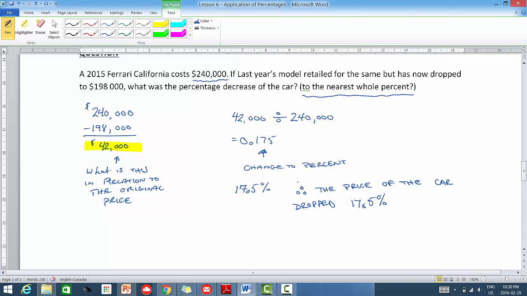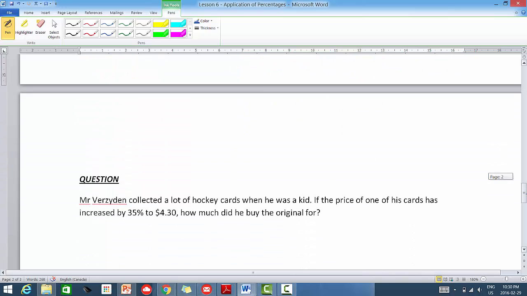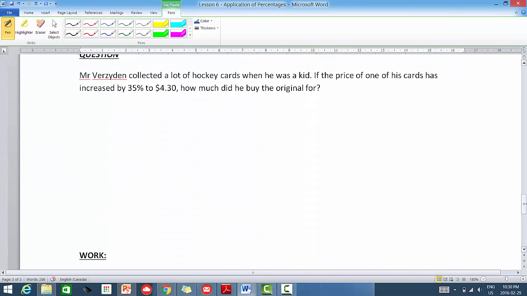All right, and one more for this lesson. Mr. Poseidon collected a lot of hockey cards when he was a kid. If the price of one of his cards has increased by 35% to $4.30, how much did he buy the original for? So there's going to be 2 ways we're going to think of this question. You might find one easier than the other, so that's up to you to decide. So we'll go method 1.